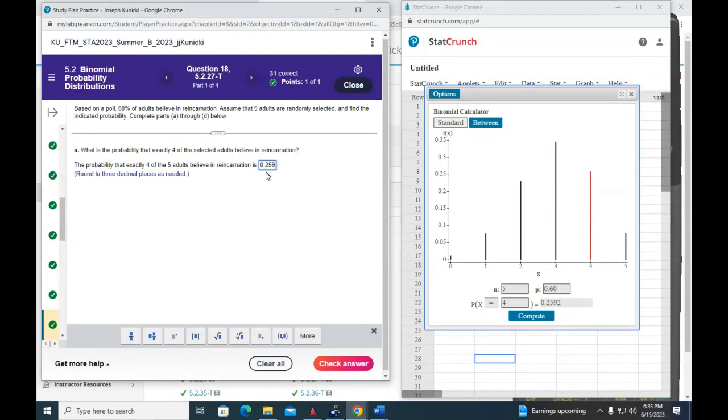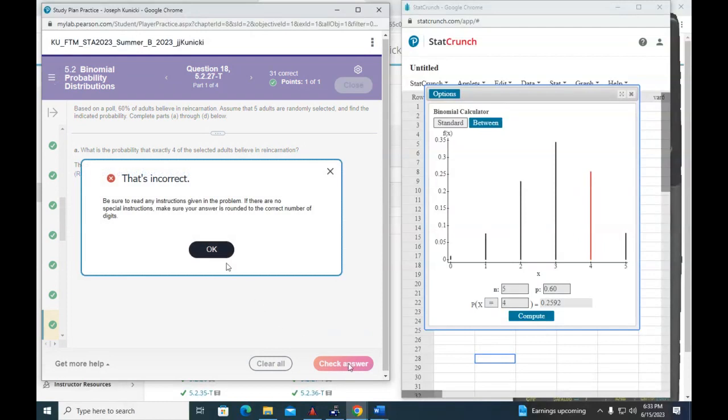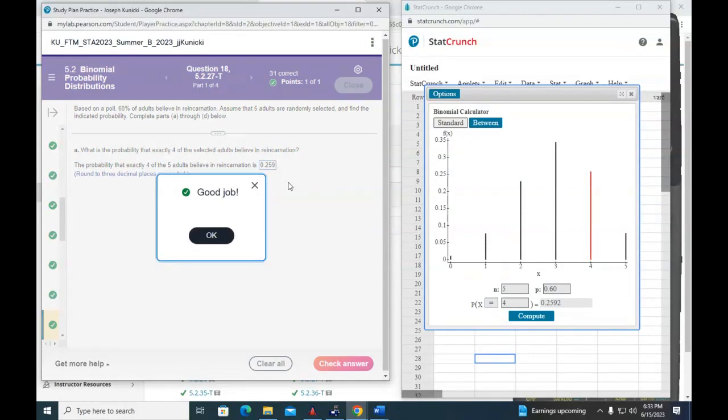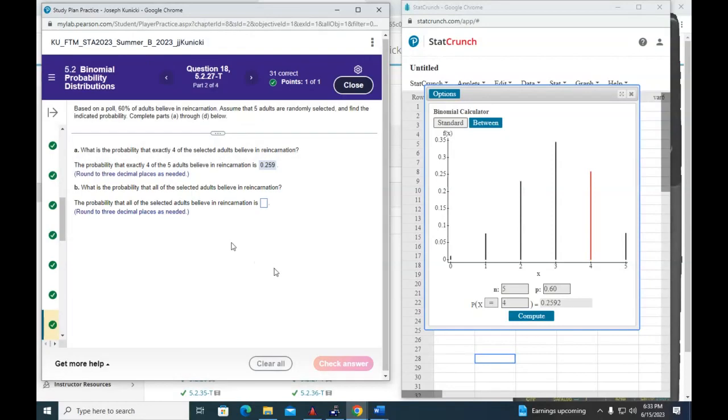It'll be 0.2592. It says 3 decimal places. Let's see what happens if I put 4 decimal places. Wow, see, it doesn't like it. That's what the computer does too when you take a test. It marks it wrong. If I see it on the test, I'd give you credit because you were sloppy, but you got the right answer. That's the way I look at it.